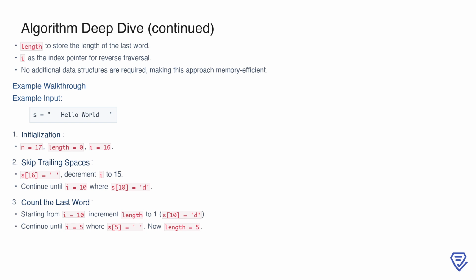Consider the input string s equals "hello world ". First, we initialize the variables. n is set to 17, the length of the string, length is initialized to 0, and i is initialized to 16, the last index of the string.